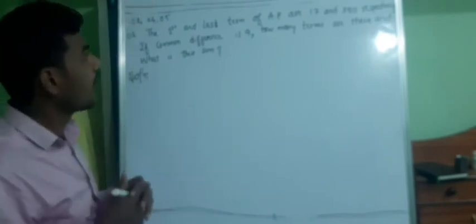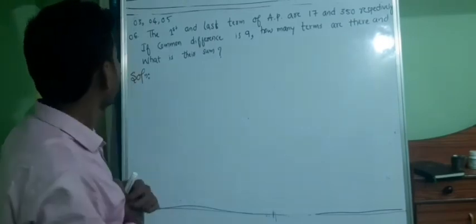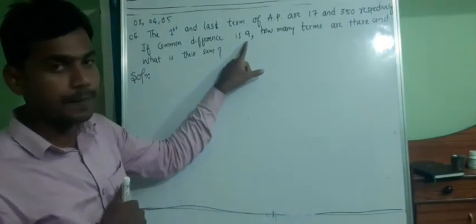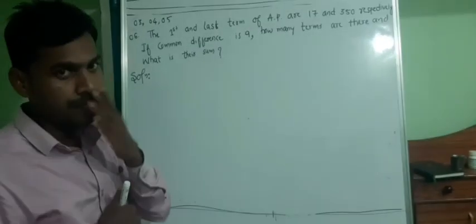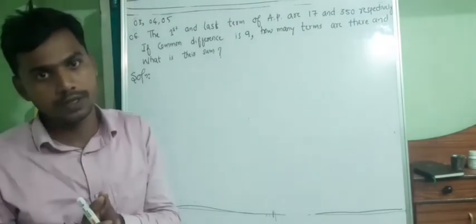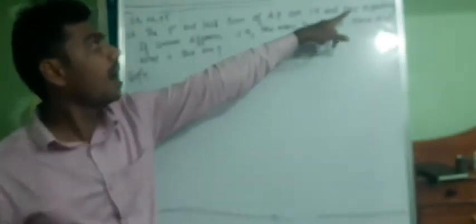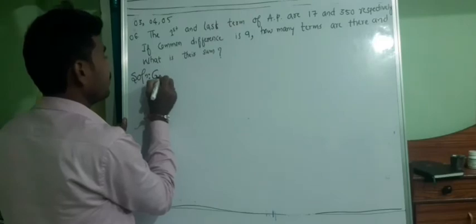The first and the last term of an AP are 17 and 350 respectively. If the common difference is 9, how many terms are there and what is their sum? See, before we find the sum, we need to know the number of terms. To know the number of terms, one hint we have is the last term is given. So first we'll write down the data given.